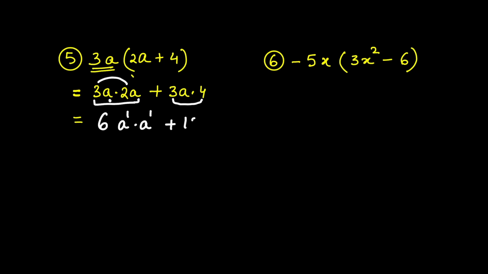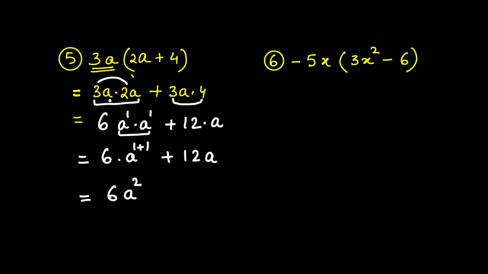So we write 3 times 4, which is 12, and a single variable a. So that we write the same. Now in this, it is 6 times a base same. So powers 1 and 1 will be added, and next term we write 12 times a. So it is 6 times a squared, because 1 plus 1 is 2, and plus 12a. So this is the way we conclude this answer.